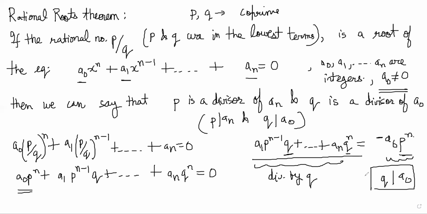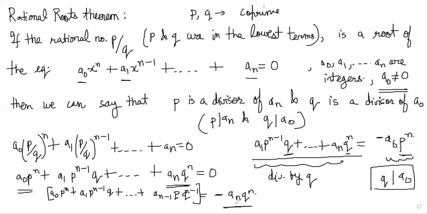Correct. So we can also solve it in a different way and say that we will transpose this term to the right side, right? So we'll get a naught p power n plus a1 p n minus 1 q and so on till a n minus 1 p q n minus 1 is equal to minus a n q n. And now you can prove that the left hand side is divisible by p because every term has a p. So the right hand side must also be divisible by p. And again, because p and q are in lowest terms, p must divide an. So it's a very simple proof by divisibility that p must divide an and q must divide a naught, right? So that is the rational roots theorem.